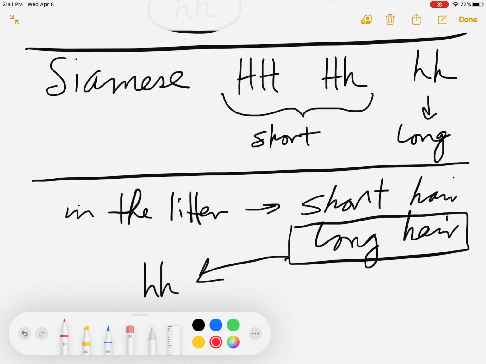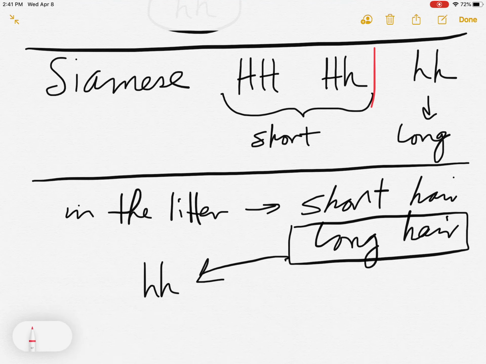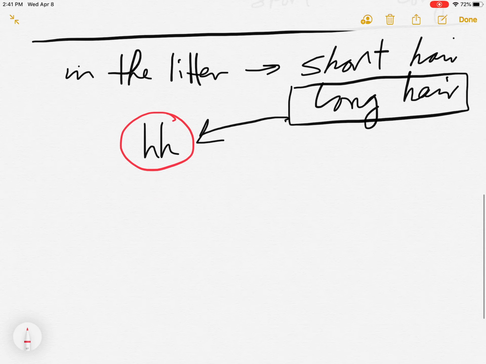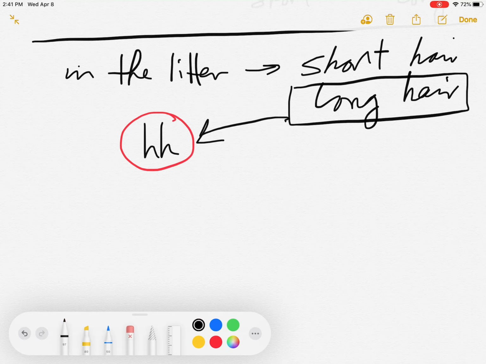Because look up above. I'm going red here. Look up above. Short hair comes from these two. There's only one way to get long. So if you're a kitten and you got long hair, this must be your genotype. So if we work that backwards, let's think about how this works.